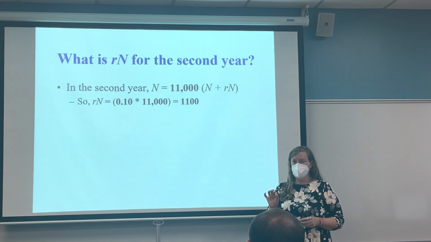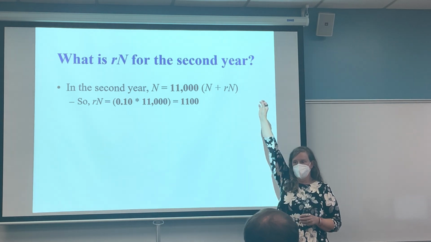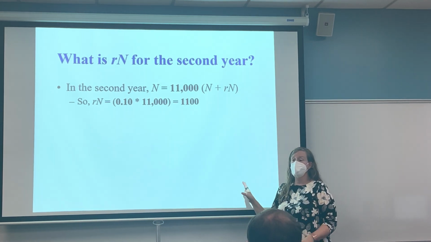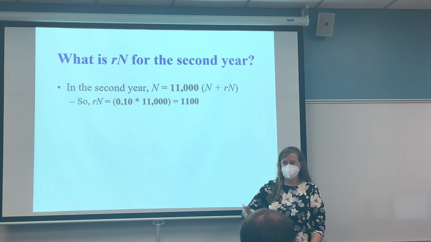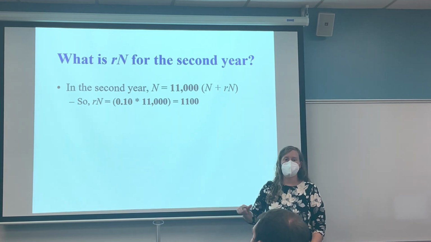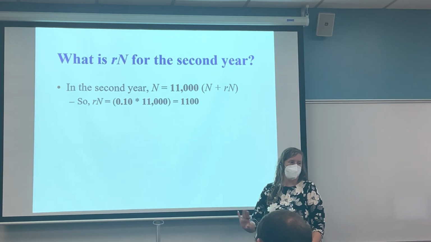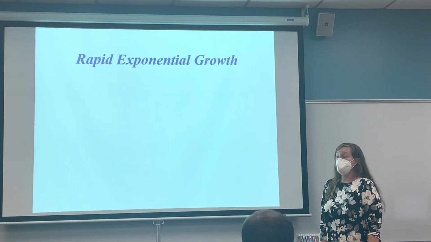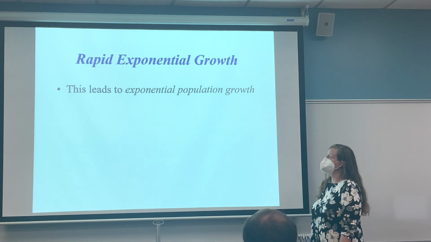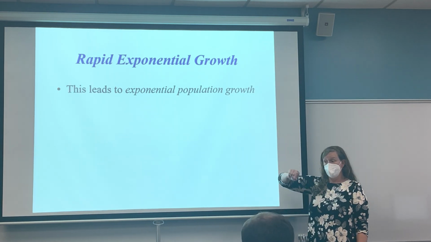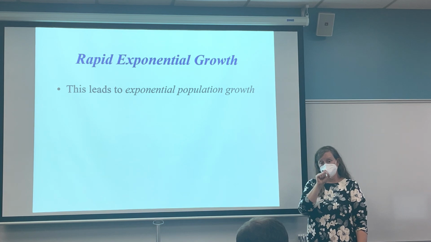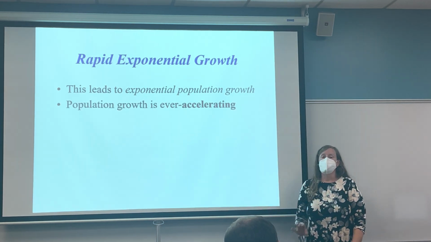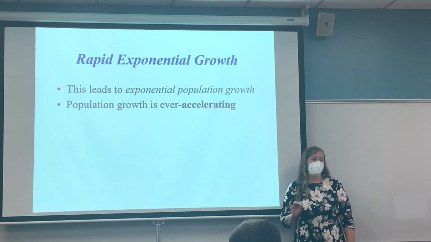Is that going to keep going up? Yeah. So we're going to get a really good biotic potential out of this group as long as environmental resistance is kind of doing good, right? We've got enough space, we've got enough food, our predators are down, nobody's getting sick, all those things. So what happens is rapid exponential growth. This can lead to exponential growth, meaning your population is accelerating really, really quickly.